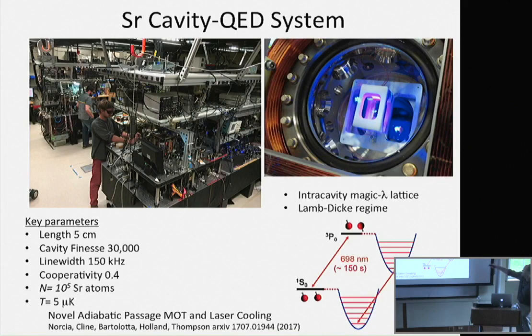We actually trap in what's known as an intracavity magic wavelength lattice. We build up a standing wave inside this cavity on another longitudinal mode at 813 nanometers. The point of that is that it creates a trapping potential which is the same for the ground state as the excited state, so that the differential shift is zero and the lasing transition is not perturbed. That's why it's called magic. So it allows us to have very, very narrow optical transitions unperturbed by the trap. We trap in the Lamb-Dicke regime, which just means that, think of it as, we don't have to worry about Doppler shifts in the system.